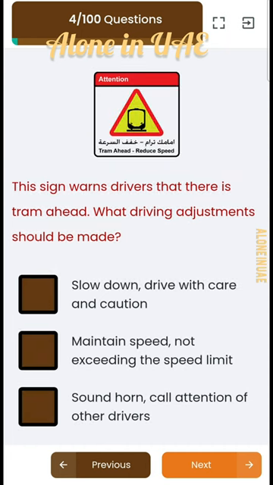This sign warns drivers that there is tram ahead. What driving adjustments should be made?